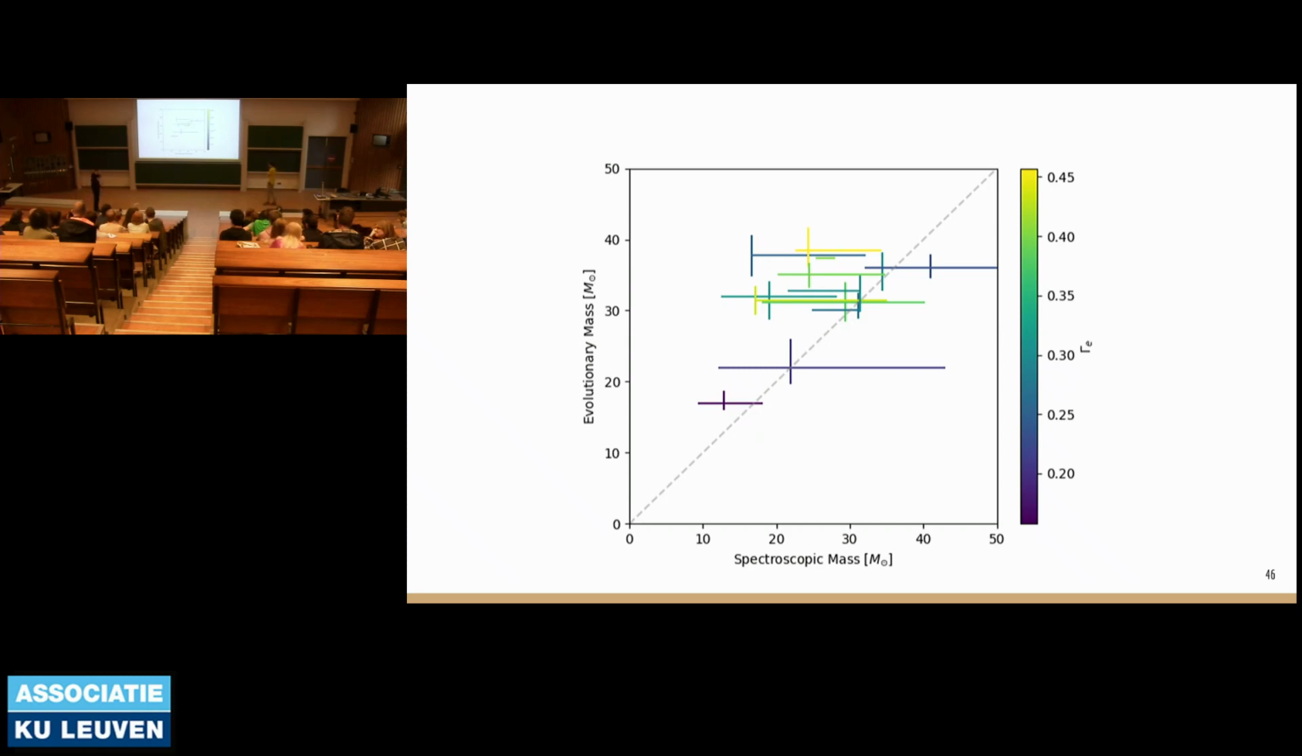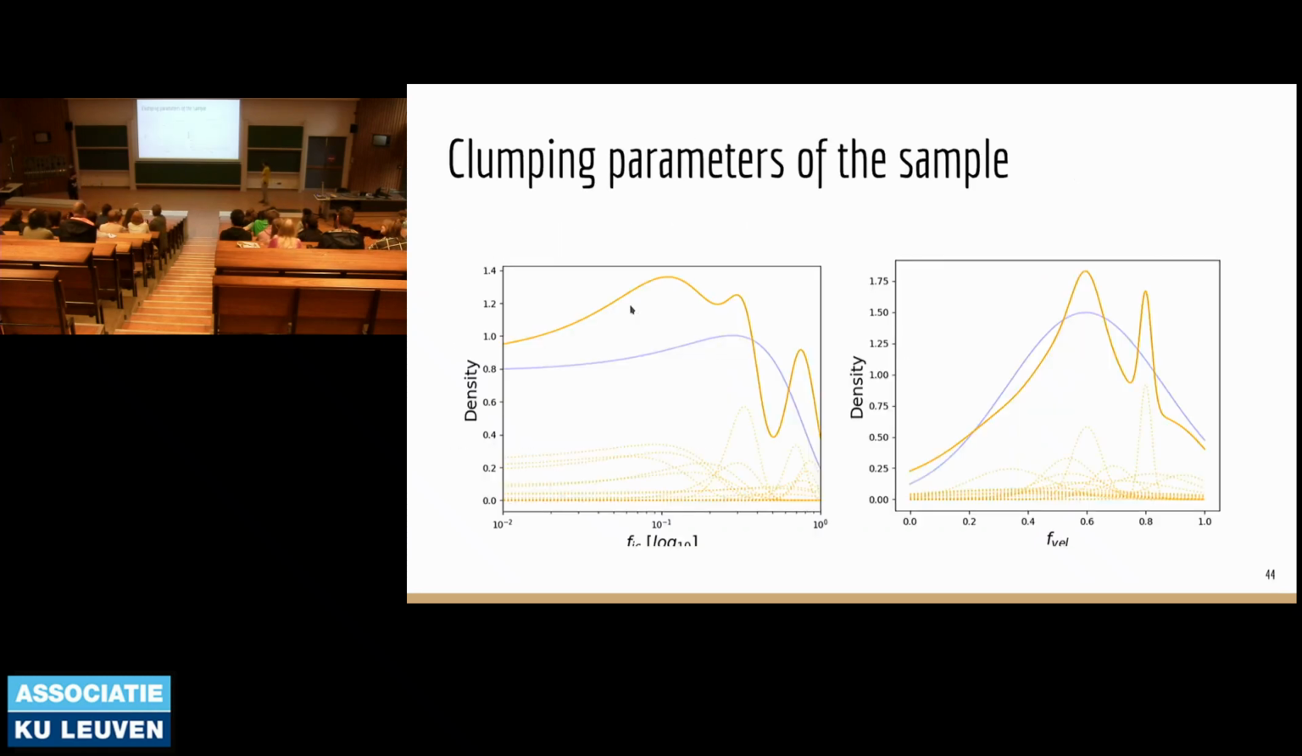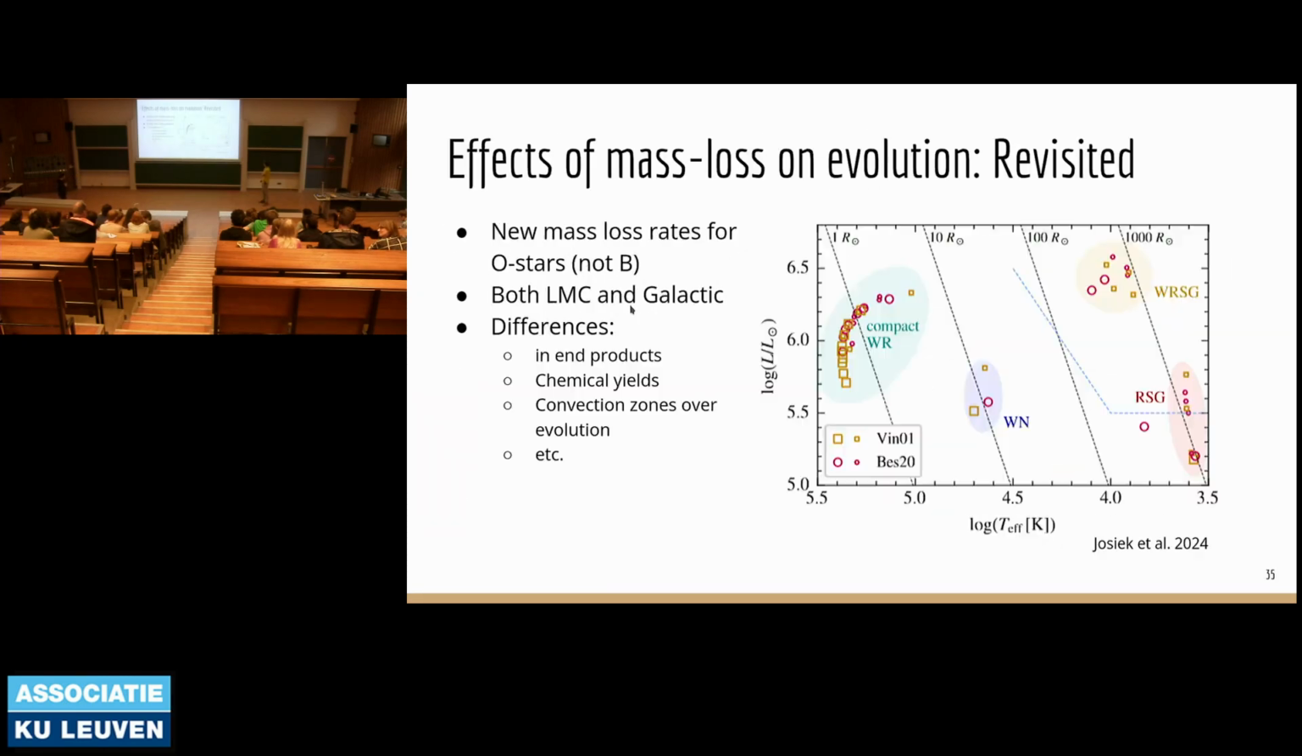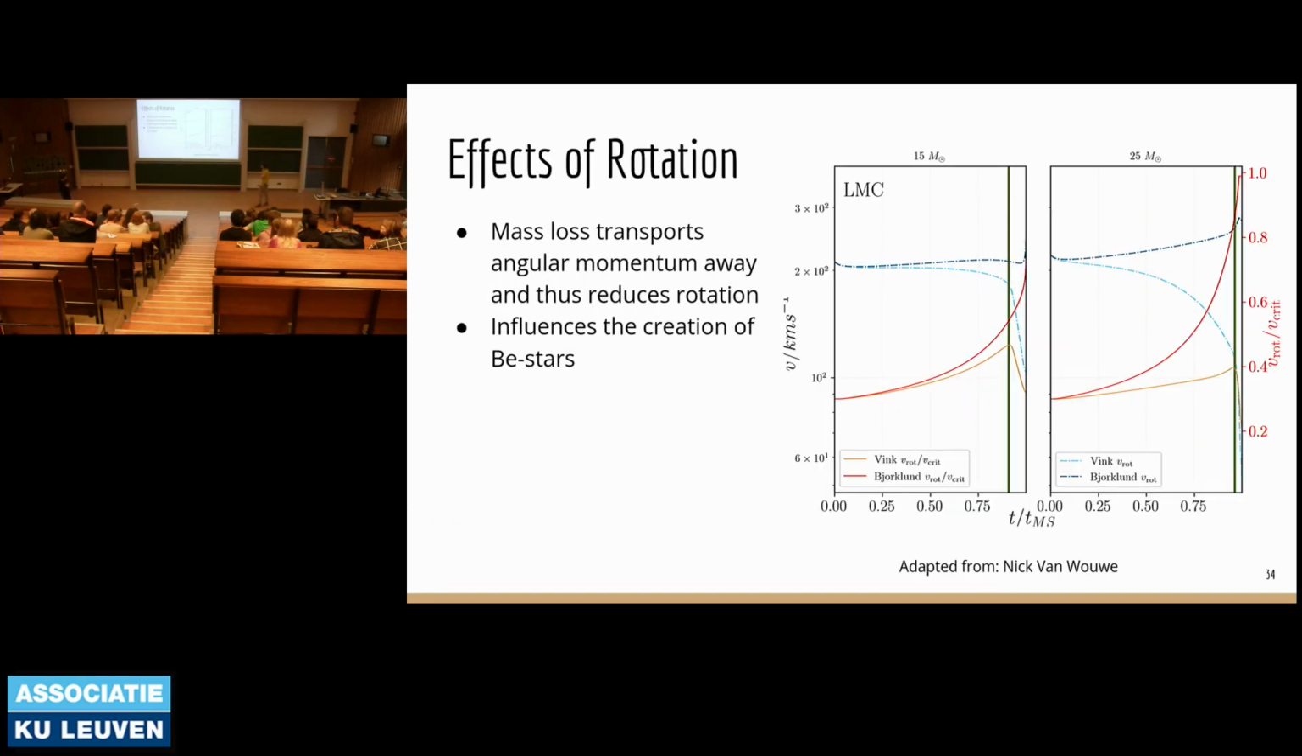So on slide 34, let's see if I got it right, the 25 solar mass Björklund dash-dotted line, right? Can you enlighten me about why the star is actually spinning up?